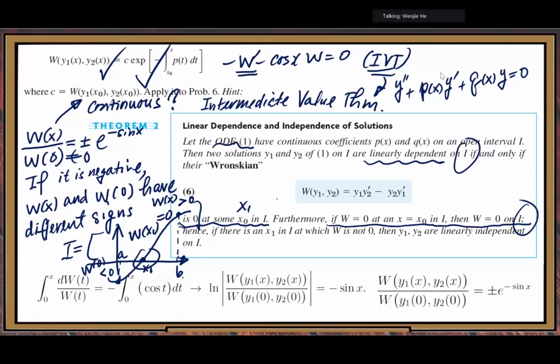If we apply this theorem, W of x1 equals 0 forces W equals 0 at all points in I. But we have the condition W of 0 not equal to 0, so it's a contradiction. That means the ratio cannot be negative. We just take positive.